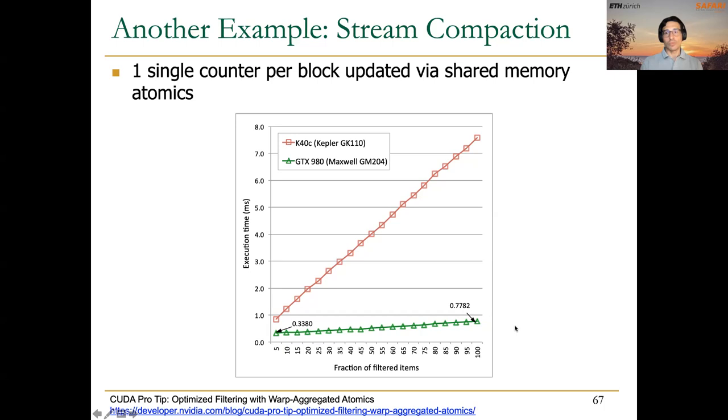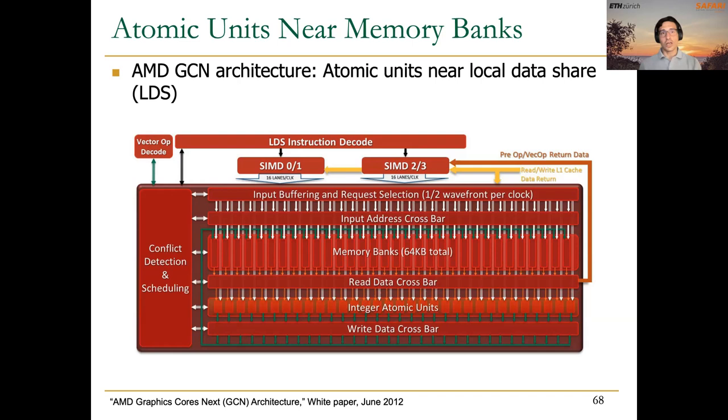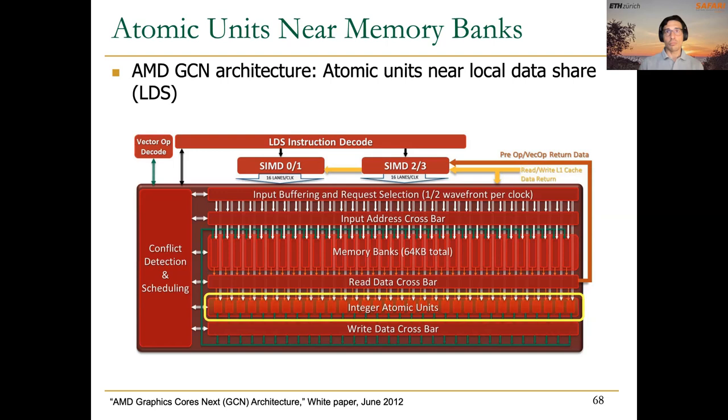And you can compare the executions on the Maxwell architecture to the execution on the Kepler architecture and see how greatly the new hardware improved the performance of this stream compaction in this particular example. I don't have any figure representing these atomic units near the memory banks in the shared memory of NVIDIA GPUs, but something pretty similar already exists in AMD GPUs. This is a figure from a white paper from the GCN architecture from 2012, where we can clearly identify these atomic units near the memory banks in the equivalent to the shared memory in AMD GPUs, which is called the local data share.